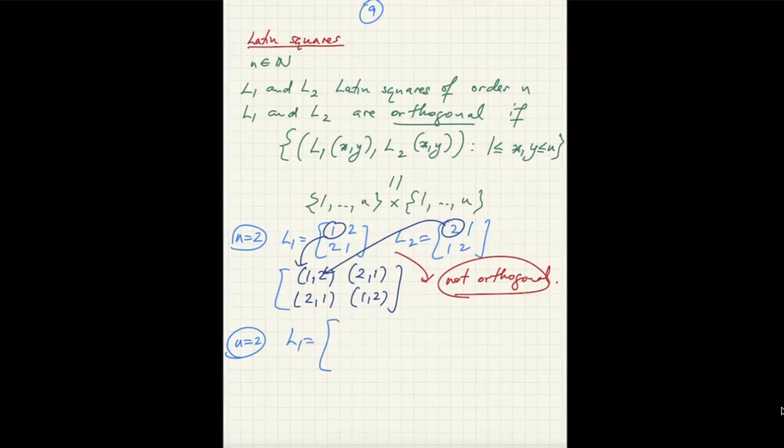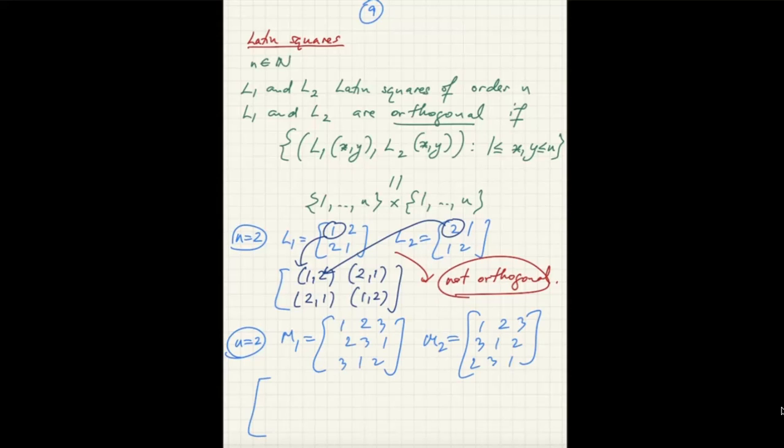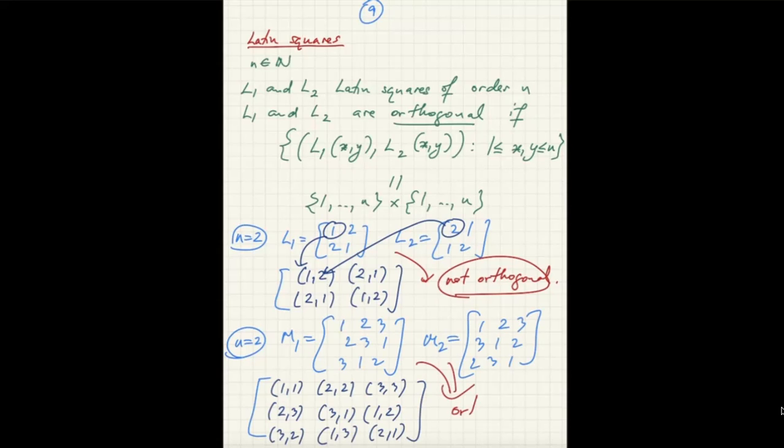But when n equals 3, we can take the ones that we had before. Let's call them M1 and M2. M1 is 1, 2, 3, 2, 3, 1, 3, 1, 2, and M2 is 1, 2, 3, 3, 1, 2, 2, 3, 1. And if we put them one on top of the other, what do we get? We get 1, 1, 2, 2, 3, 3 on the first row. And then we get 2, 3, 3, 1, 1, 2. And then we get 3, 2, 1, 3, 2, 1. So we see everything once. So these ones are orthogonal.